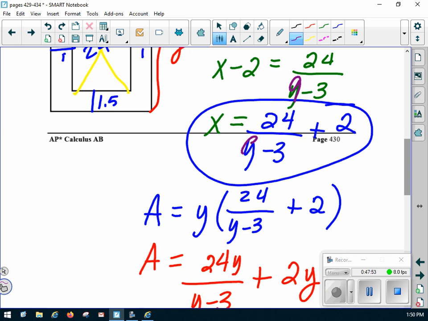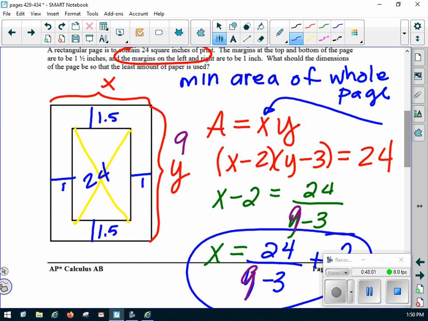Oh, I can put it right here, couldn't I? Y is 9. 24 divided by 6 plus 2, 6. So this is going to be a 9 by 6. So you're going to say 9 inches by 6 inches are the dimensions of the page, so the least amount of paper is used. Or you could say a 9 inch by 6 inch page will minimize the amount of paper. This does not feel very related to what we were doing before, but I guarantee you it pulls in everything you've learned, right?